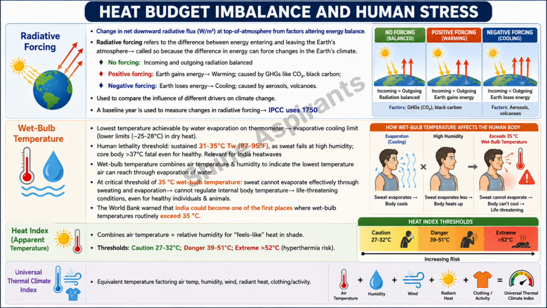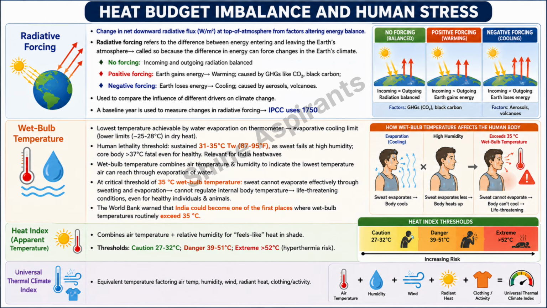Sustained 31 to 35 degrees Celsius wet bulb temperature, 87 to 95 degrees Fahrenheit, as sweat fails at high humidity. Core body temperature above 37 degrees Celsius is fatal even for healthy individuals. Combines air temperature and humidity to indicate the lowest temperature air can reach through evaporation of water. At the critical threshold of 35 degrees Celsius wet bulb temperature, sweat cannot evaporate effectively for healthy individuals and animals. The World Bank warned that India could become one of the first places where wet bulb temperatures routinely exceed 35 degrees Celsius. Heat index, apparent temperature.